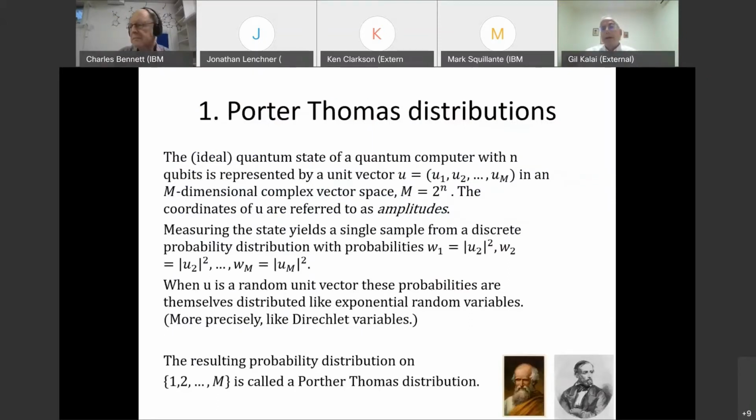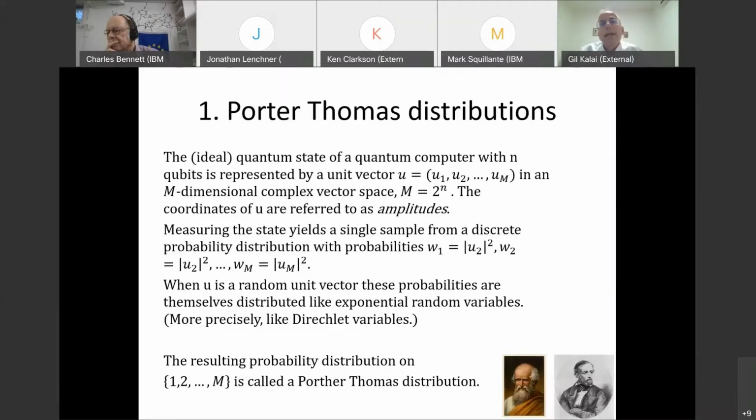The first thing I want to tell you about is the Porter-Thomas distribution. This is a very nice mathematical and statistical idea. The starting point is that the ideal quantum state of a quantum computer with n qubits is represented by a unit vector u1 up to uM in an M-dimensional complex vector space. Here capital M is 2 to the n, where lowercase n is the number of qubits. The coordinates of u are referred to as amplitudes.